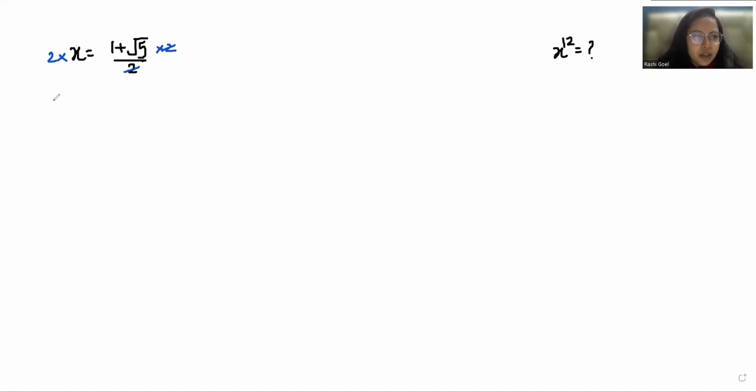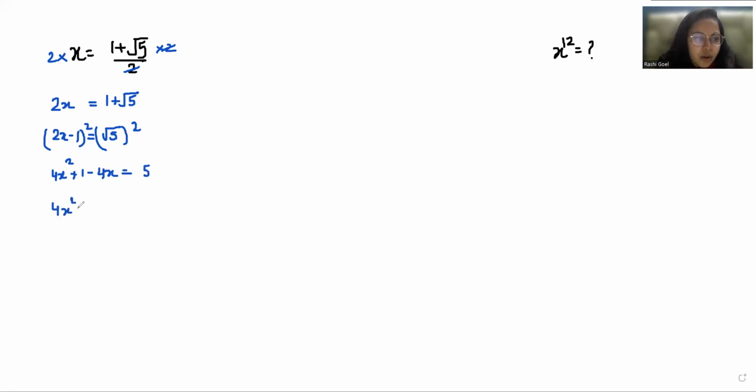So this will eliminate the denominator. So 2x is equal to 1 plus root 5, or 2x minus 1 is equal to square root of 5. Now I'm going to square both sides. Here we can use a very famous identity, that is (a minus b) whole square, which is equal to a square plus b square minus 2ab, and square root of 5 square is 5.